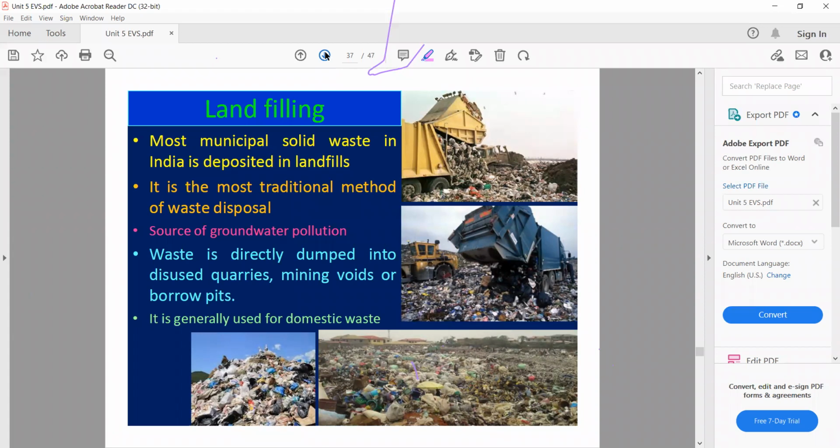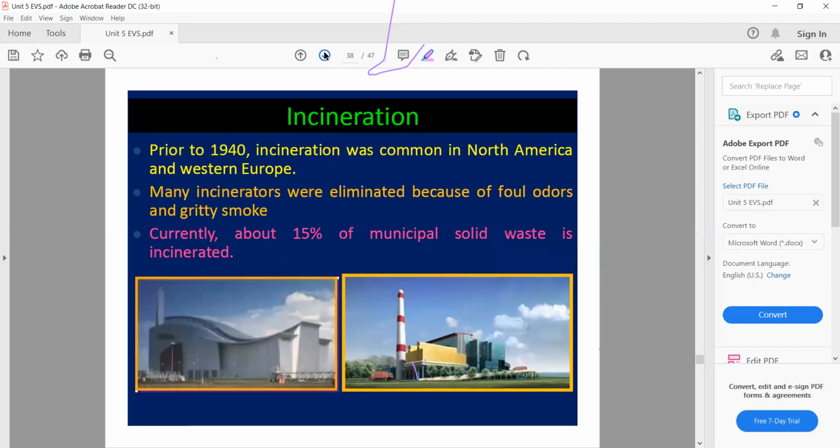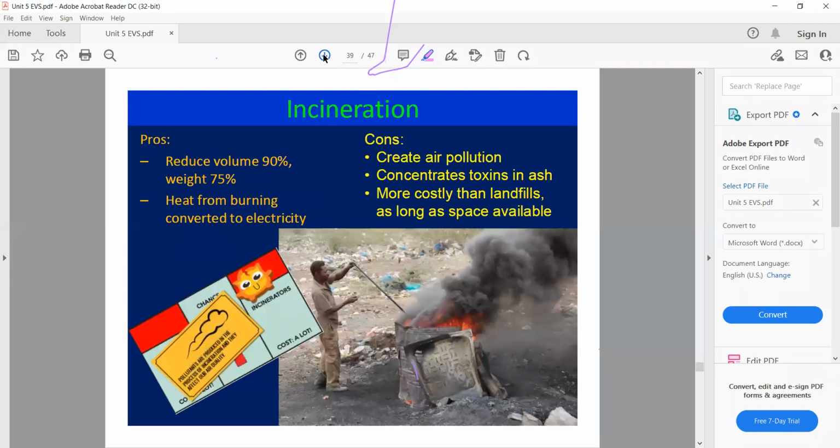Waste is directly dumped into the disused quarries, mining voids, or borrow pits. It is generally used for domestic waste. Fine. Prior to 1940, incineration was common in North America and Western Europe. Many incinerators were eliminated because of foul odors and gritty smoke. Currently, about 15% of municipal solid waste is incinerated. We have just discussed incineration and pyrolysis, one in the presence of oxygen and one in the absence of oxygen, right? Please remember these terms.